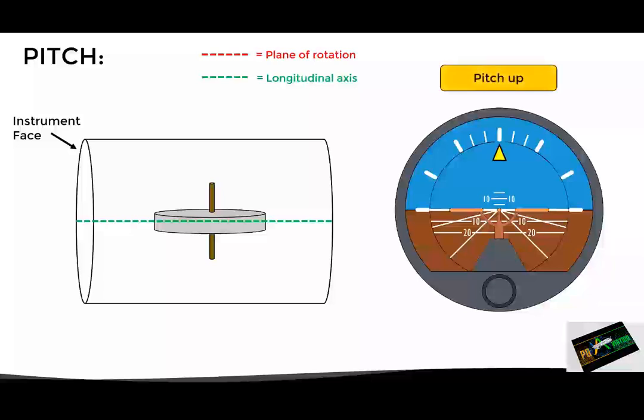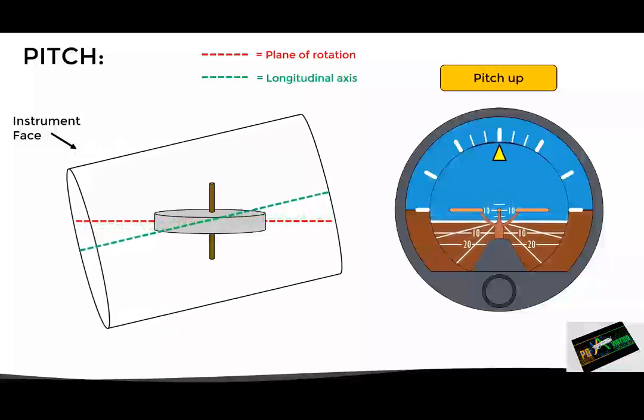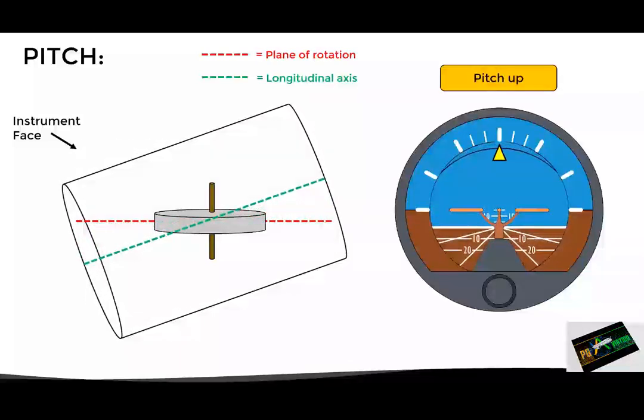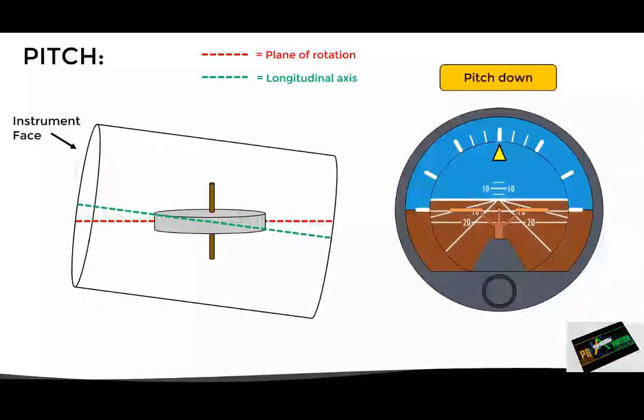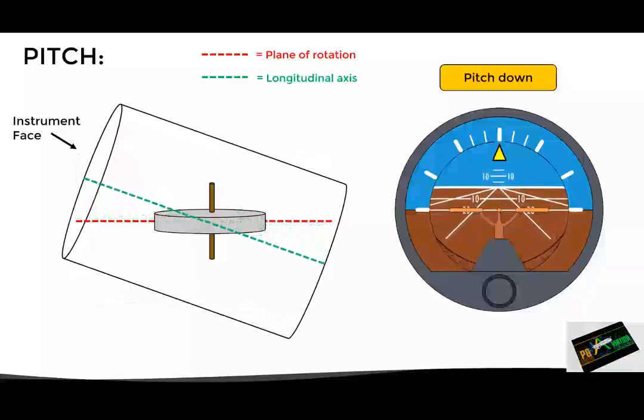Let's suppose now that the aircraft pitches up. In this case, both the aircraft and the instrument will pitch up, while the gyro will remain rigid in space, aligned with the horizon. This way, the instrument can measure and show the current pitch attitude of 15 degrees nose up. The opposite way, if the aircraft pitches down, both the aircraft and the instrument will pitch down, while the gyro will remain rigid in space, aligned with the horizon, thus measuring and indicating the current pitch attitude of 20 degrees nose down.